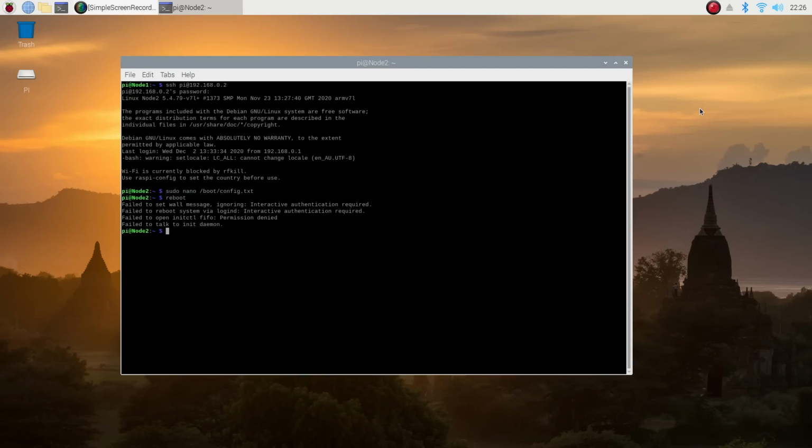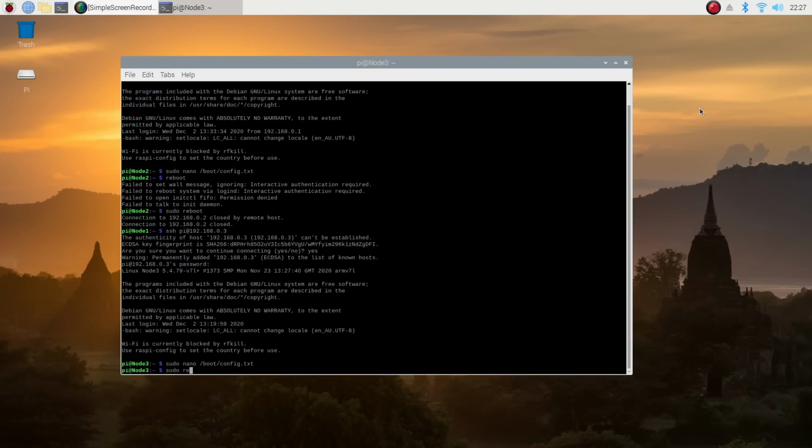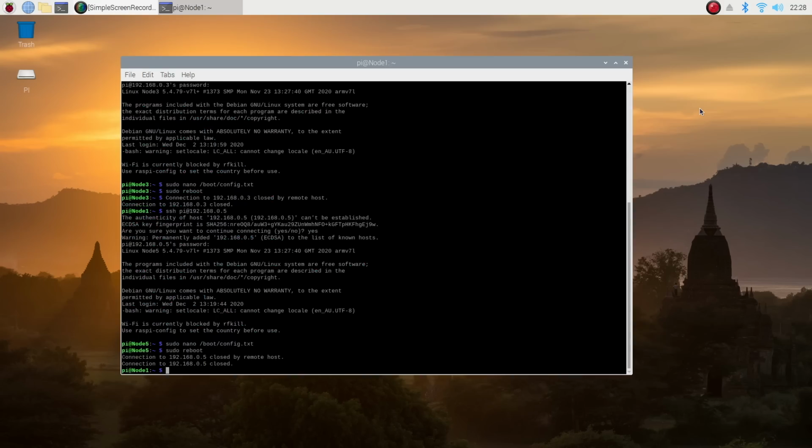Next, we need to overclock each Pi to 2 GHz. I'll do this from node 1 and SSH into each node to overclock it.